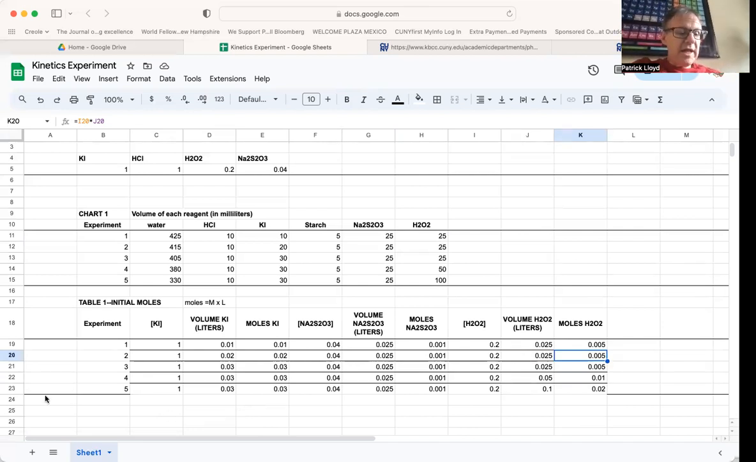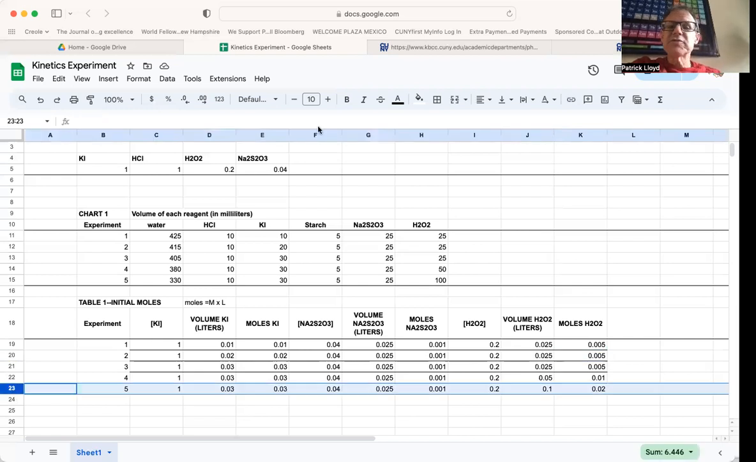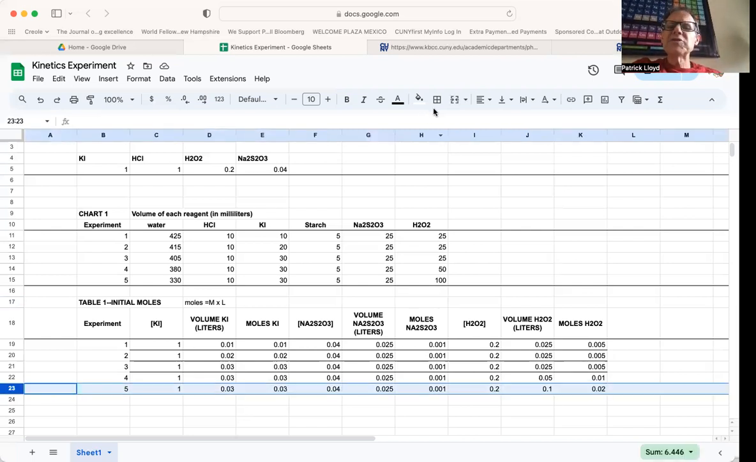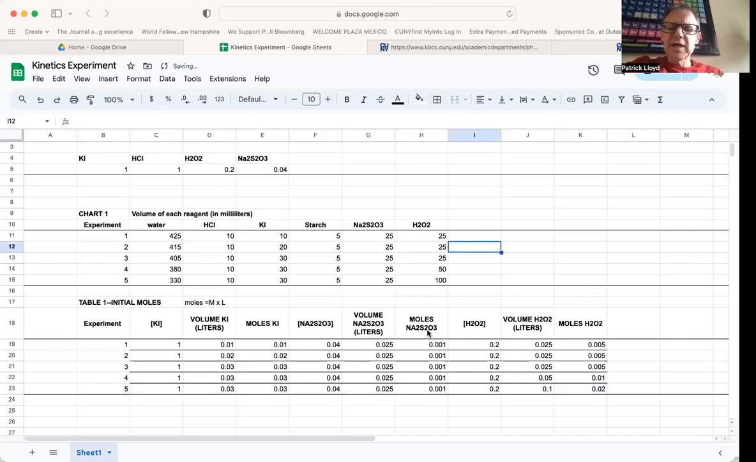But there we go. Now I notice when you fill down, sometimes it gets rid of the formatting. It's good to make these as pretty as you can, to be honest with you, because the prettier you make it, the nicer it is. It's like organization skills, right? You just want to have things organized. Okay. So that's table 1, initial moles.